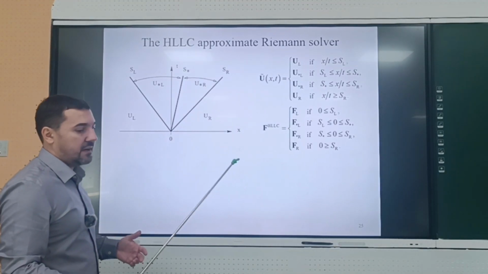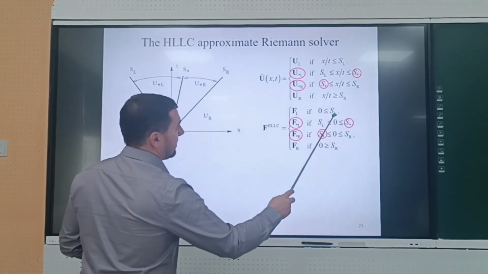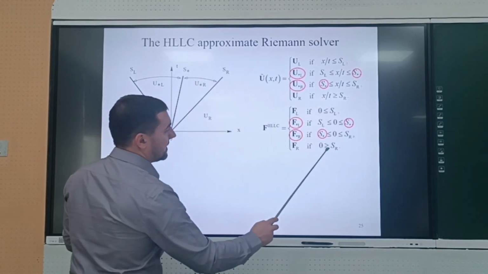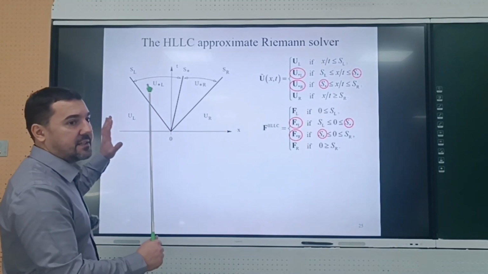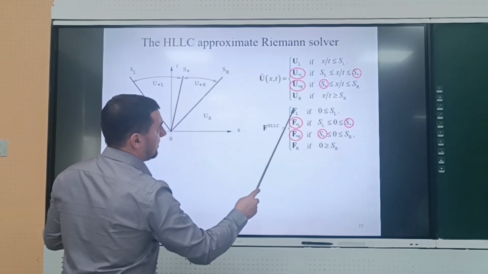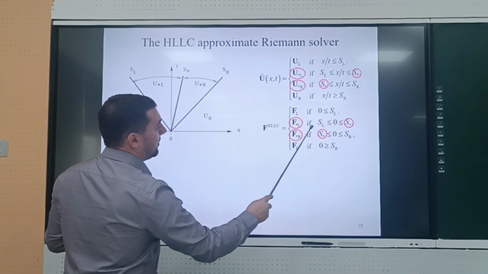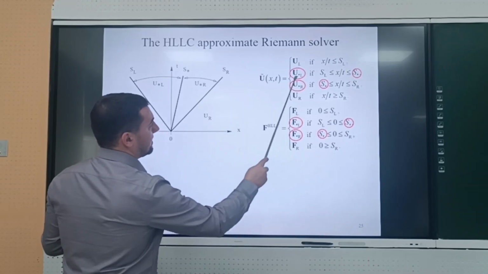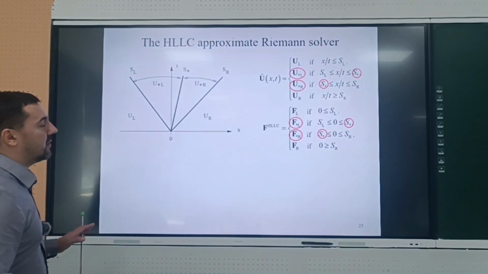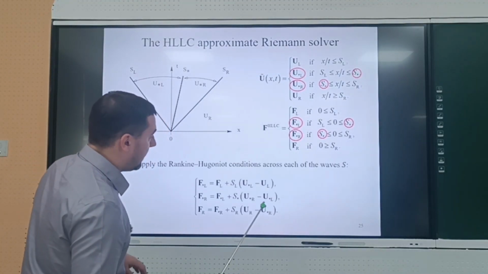So the problem here is to find unknown values. We do not know S star, so suppose we have the estimations for SR, SL. They can be just the same as previously. So we know UL, we know UR, we know FL, we know FR, we know estimates for SL and SR. We do not know S star and these states, U star L and U star R. We should find them somehow. How can we do that?